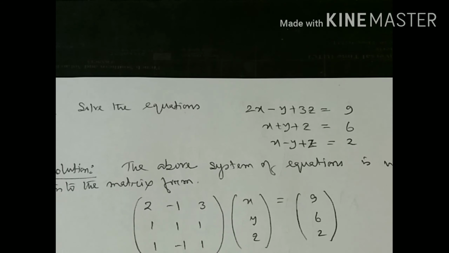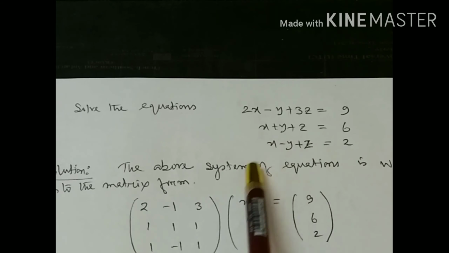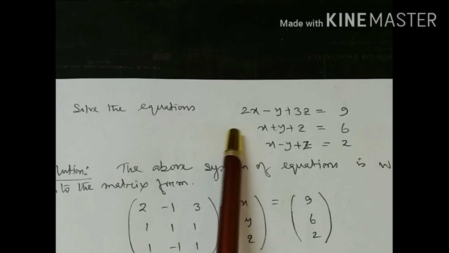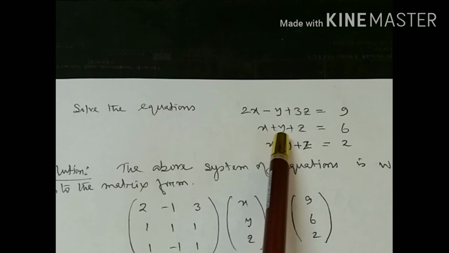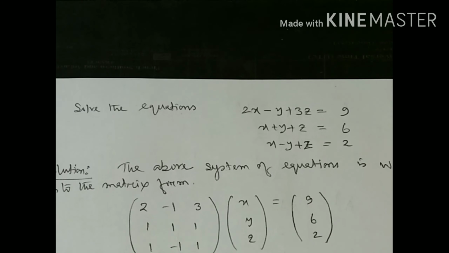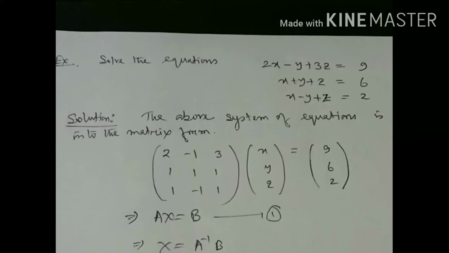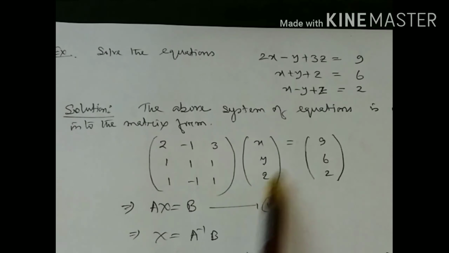So see, in this example, same problem, we are given to find the solution of this equation: 2x minus y plus 3z equal to 9, x plus y plus z equal to 6, x minus y plus z equal to 2. So first we have to write the matrix form of this simultaneous linear equation. This is again like this: coefficient matrix, x, y, z, 9, 6, 2.